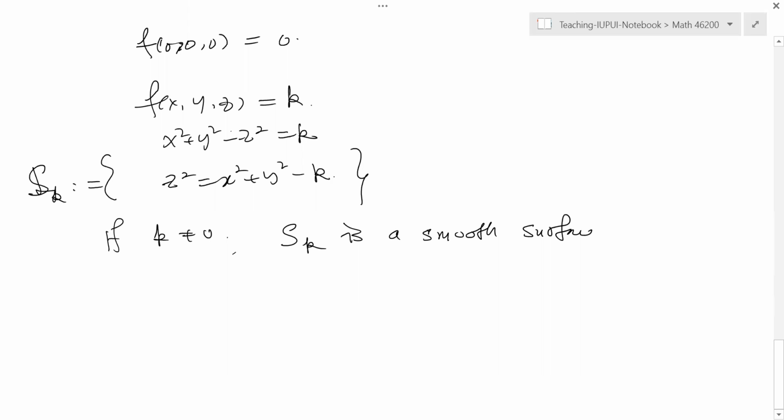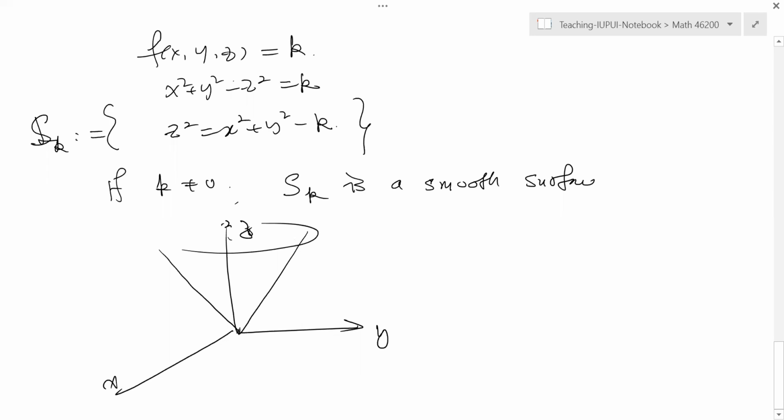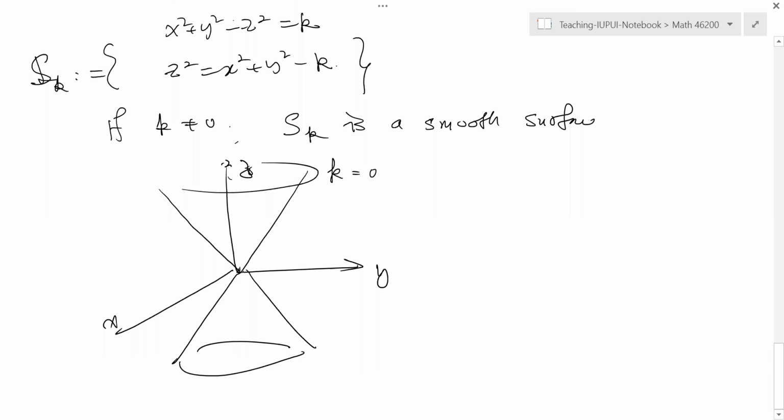So let's try to draw the graph. I hope I can draw it. X-axis, Y-axis, Z-axis. What happens when k equals 0? When k equals 0, I get a cone. Then there's one singular point here at the origin. When k equals 0, the graph passes through the point where the gradient is 0, so that is a singular point.